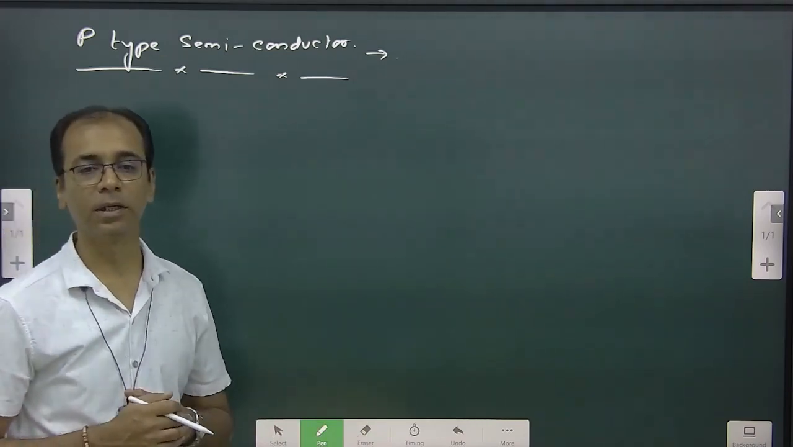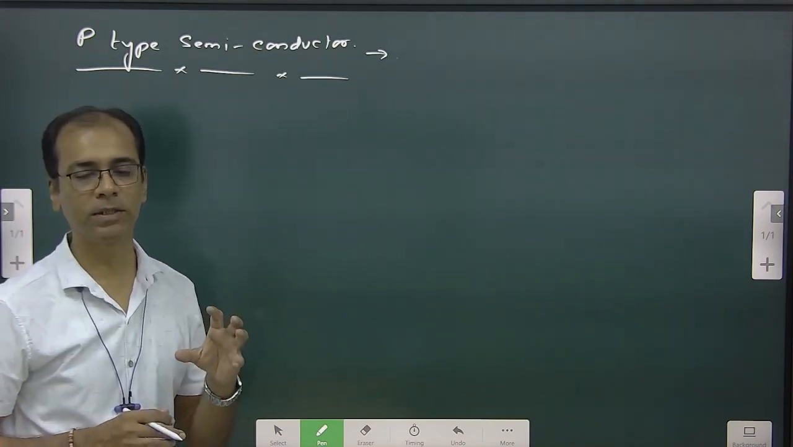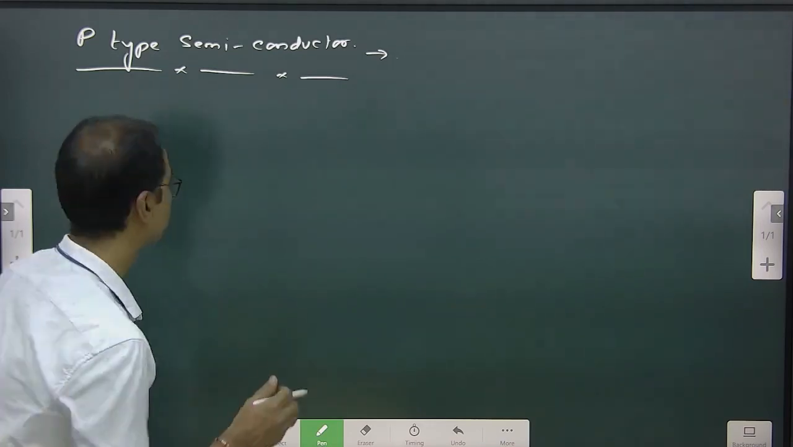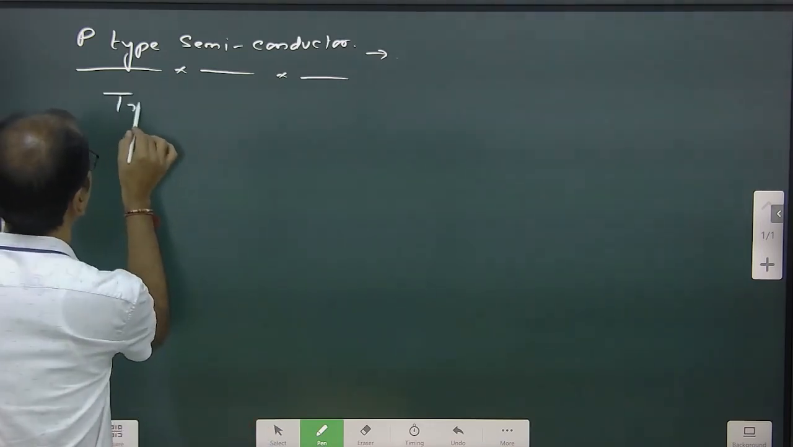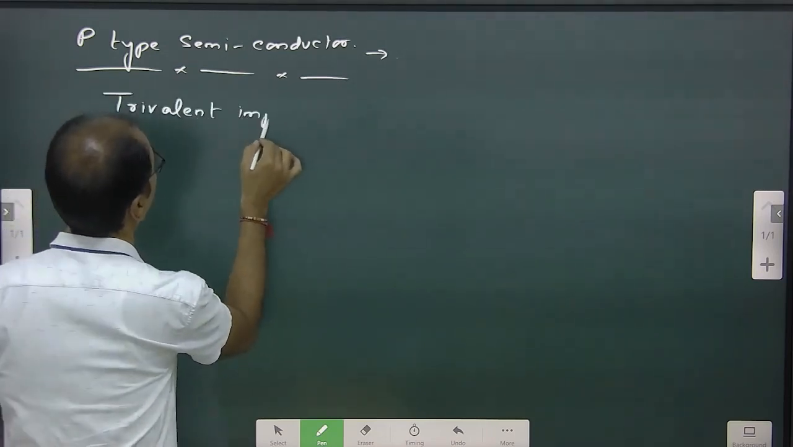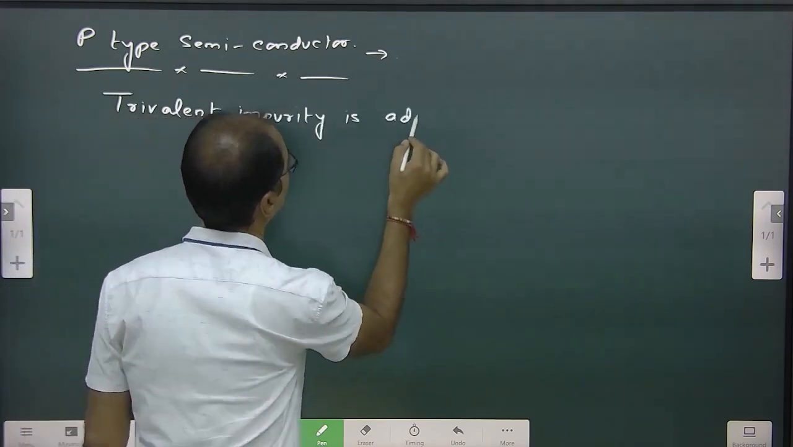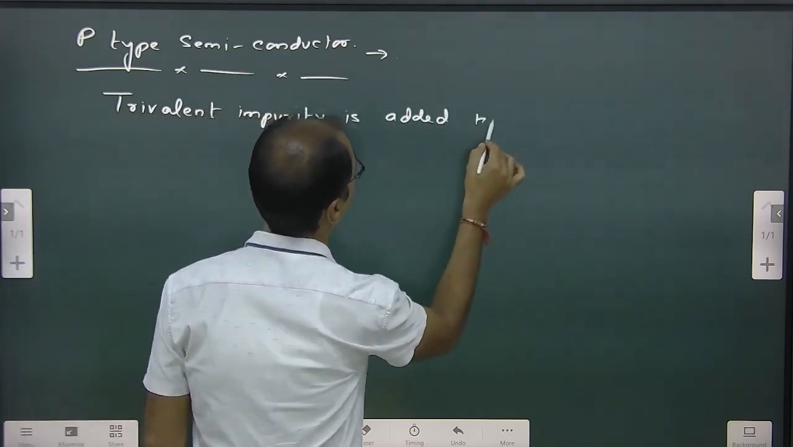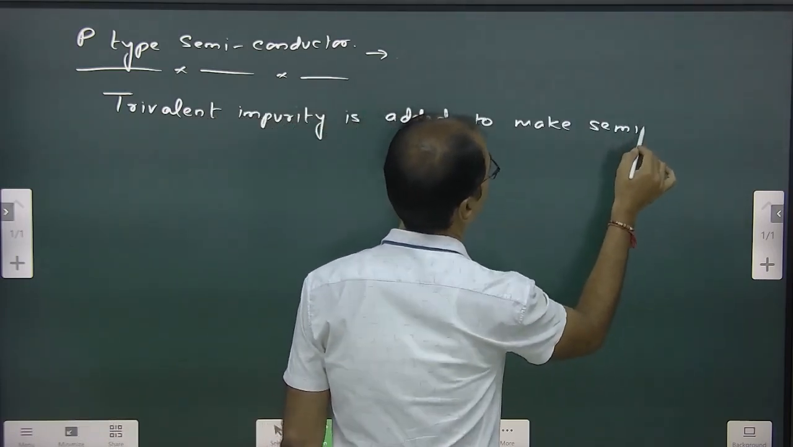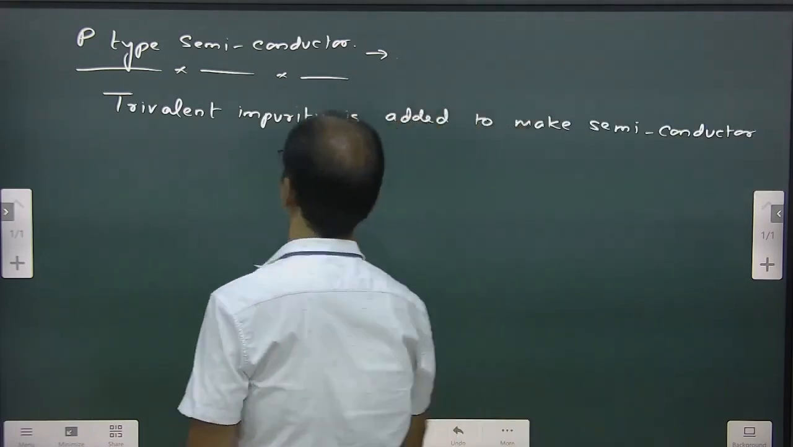A P-type semiconductor means we are going to add a trivalent impurity. Silicon has how much valency? 4. So we are adding trivalent impurity in that one. Trivalent impurity is added to make the semiconductor, silicon or germanium, a P-type semiconductor.